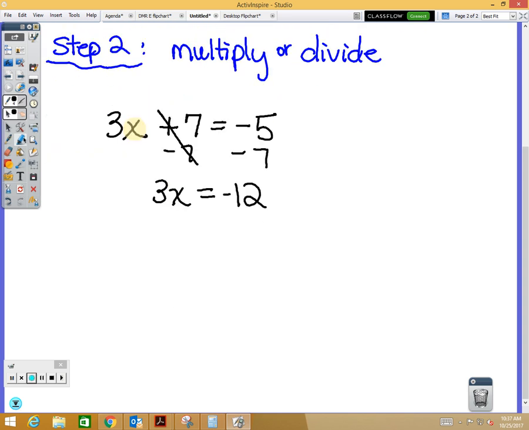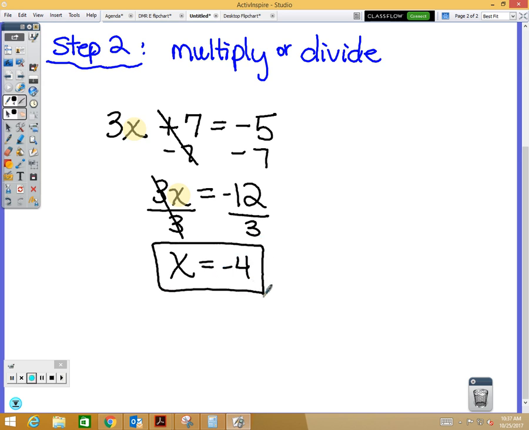Our second step in getting this variable by itself is to get rid of this 3. This means 3 times x, so the opposite of multiplying is dividing. And in algebra, we show dividing by using a fraction bar. So that shows dividing by 3. I'm doing the same thing on the other side, dividing by 3. 3 divided by 3 is 1, so that's gone, and I'm left with my variable, which is my goal. Negative 12 divided by 3 is negative 4, and that is your final answer.